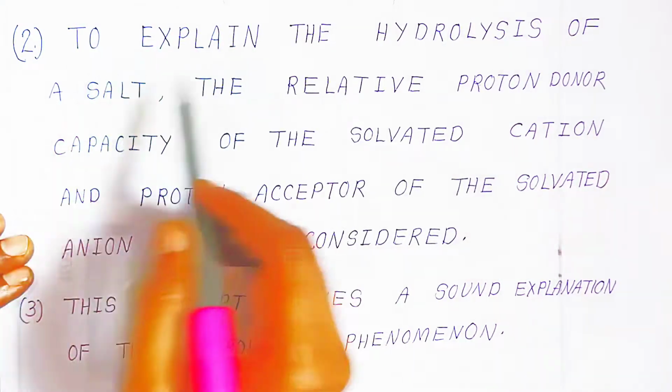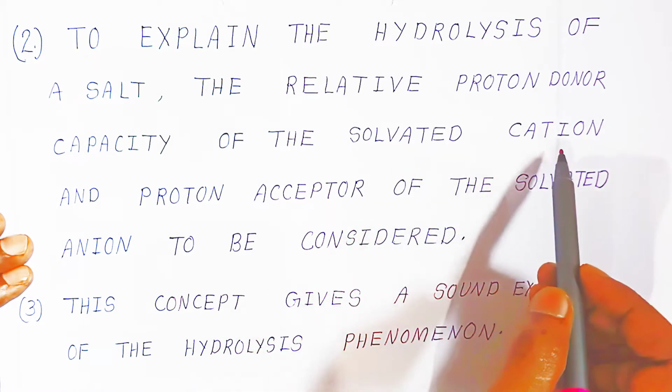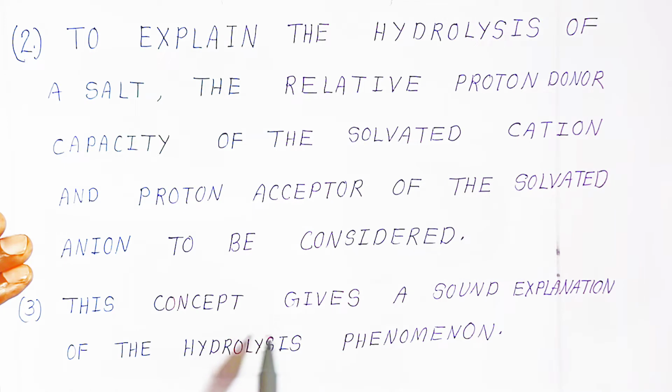Now it will also explain the hydrolysis of salt, the relative proton donor capacity of the solvated cations, and the proton acceptor capacity of the solvated anion to be considered. This concept gives a sound explanation of the hydrolysis phenomenon. Understanding students? This way you can also explain the hydrolysis phenomenon.